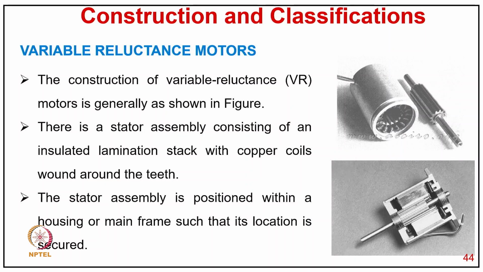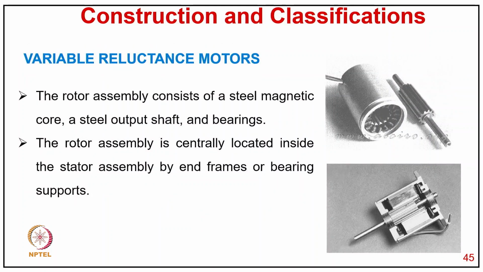As you can see in the photograph, we have salient poles on stator and rotor. The construction of variable reluctance motors is generally as shown in the figure. There is a stator assembly consisting of insulated laminations stacked with copper coils wound around the teeth. The stator assembly is positioned within a housing or main frame so that its location is secure. Then the rotor assembly consists of a steel magnetic core and a steel output shaft and bearing, and the rotor assembly is centrally located inside the stator assembly by end frames or bearing supports.